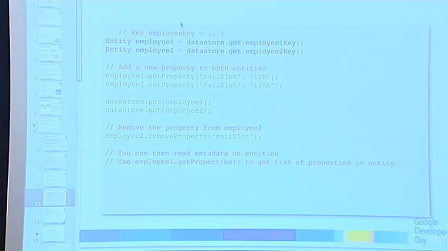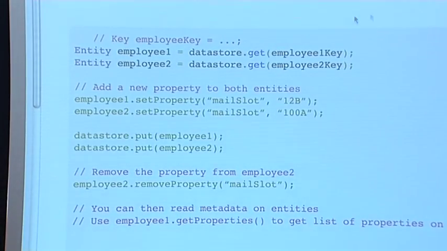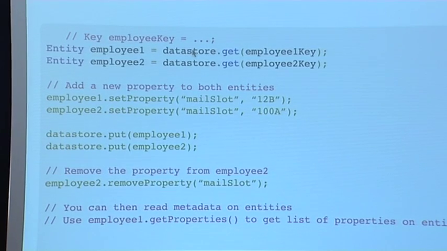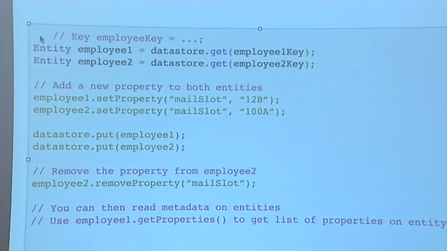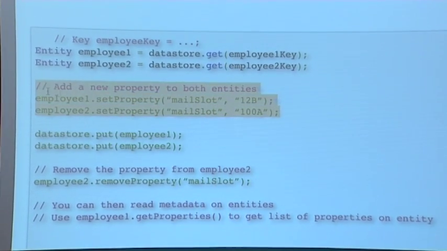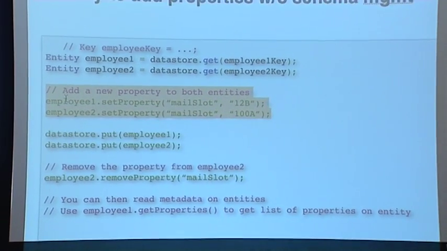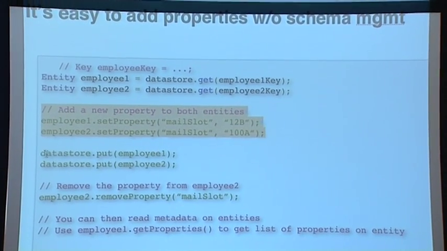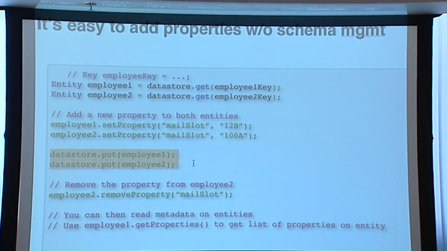So let's just walk through some code here. And the title here is "It's easy to add properties without schema management." So with the employee entity I wrote earlier, let's say I pull 2 instances of that, and I want to add a new property called mail slot. So I have two instances here, employee 1, employee 2. So I can set a property here, and then I can write it back out to the data store.